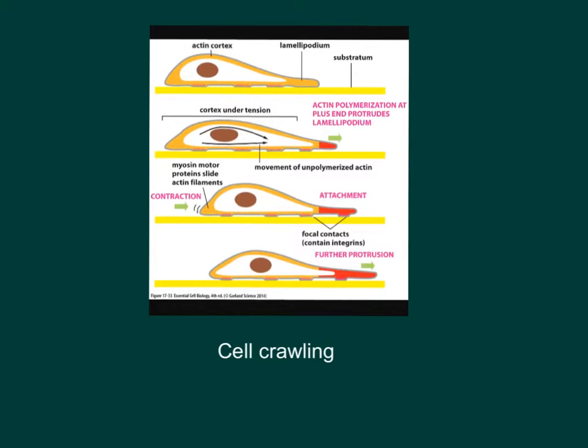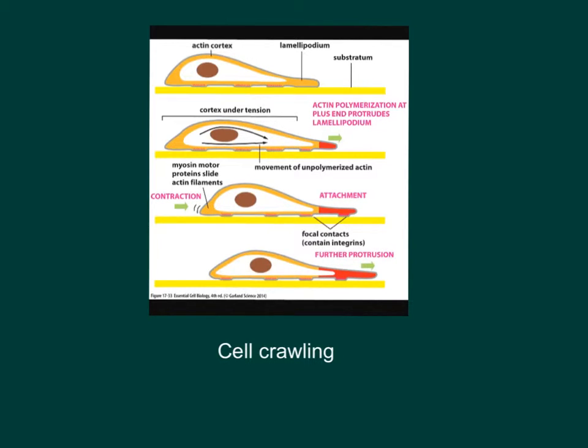Lamellipodia are thin structures, yet they contain a lot of actin, which is close to the plasma membrane. Filopodia are even thinner structures containing actin. Both lamellipodia and filopodia are involved in the protrusions of actin during cell crawling.